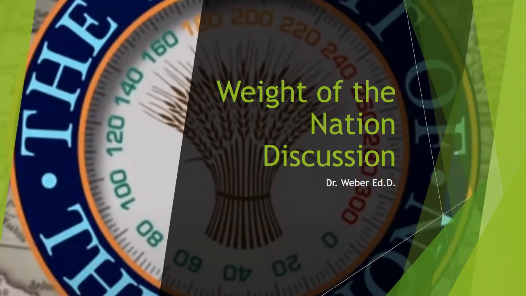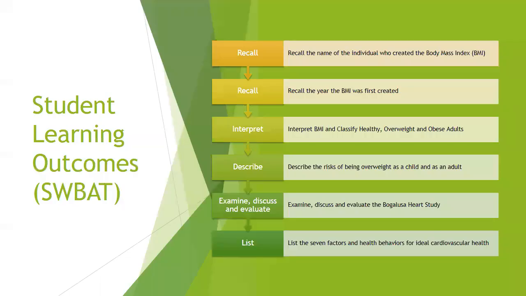What we're going to talk about first is the student learning outcomes. You're going to recall maybe the name of the individual who created the body mass index. Why is that important that you remember his name? Because usually if you remember someone's name, you understand why you're remembering that person's name. Or you can connect a name to a scale. So that may help you remember, it may not.